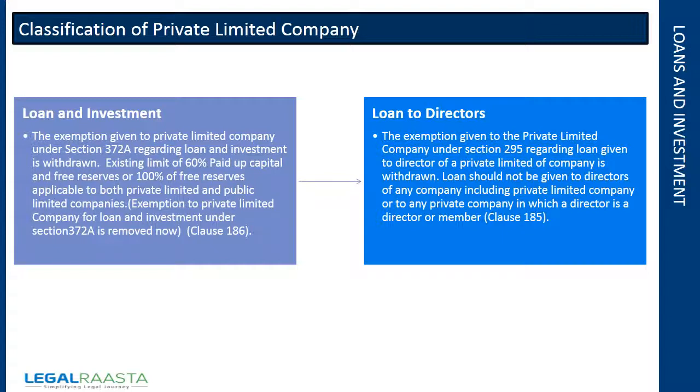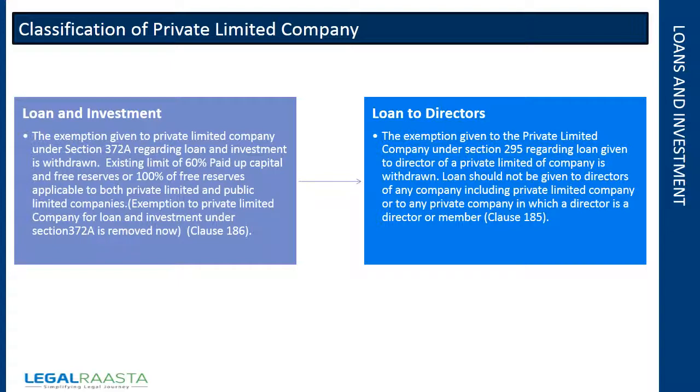Clause 186. Loan to directors. The exemption given to the private limited company under Section 295 regarding loan given to director of a private limited company is withdrawn. Loan should not be given to directors of any company including private limited company or to any private company in which a director is a director or member.